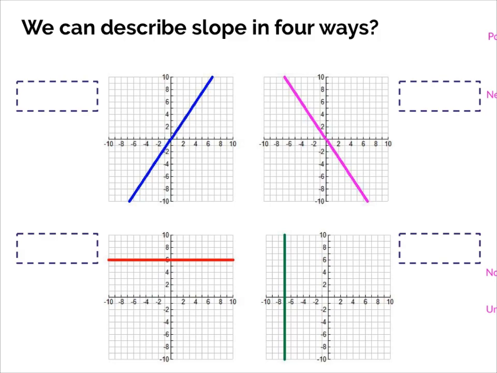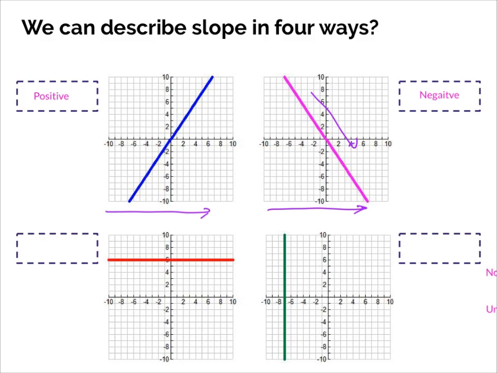On a graph, we're going to look at slope going from left to right, just like when we read a book. For our first slope, going from left to right, we can see that it's going up, so that is known as a positive slope. In our next graph, going from left to right, we see that our line is going down. So that slope is known as negative slope.